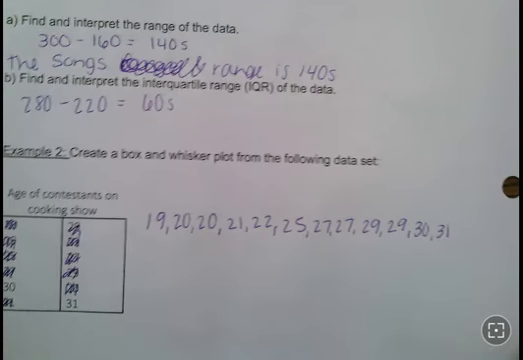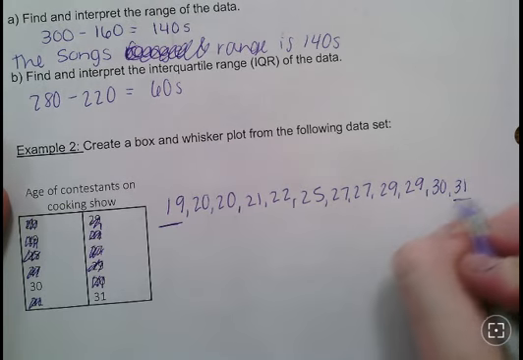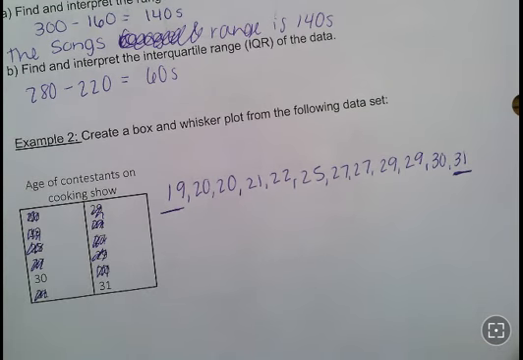Okay. So the reason we have to put them in order is because the first thing that we need to find here is our median. There are several numbers that are important in a box and whisker plot: the least value and the biggest value, the median, and the other two quartiles. So let's find the median.